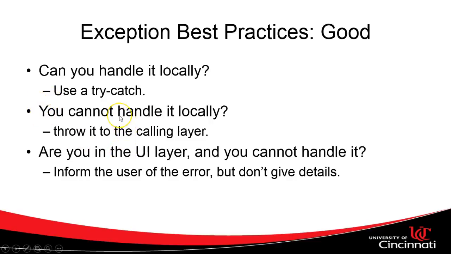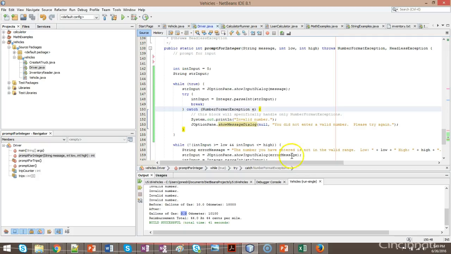If you cannot handle an exception locally, throw it back to the calling layer. And then, if you're in the UI layer and you cannot handle it, then inform the user of the error, but don't give any details. So we're going to take a look at those two scenarios in this video.